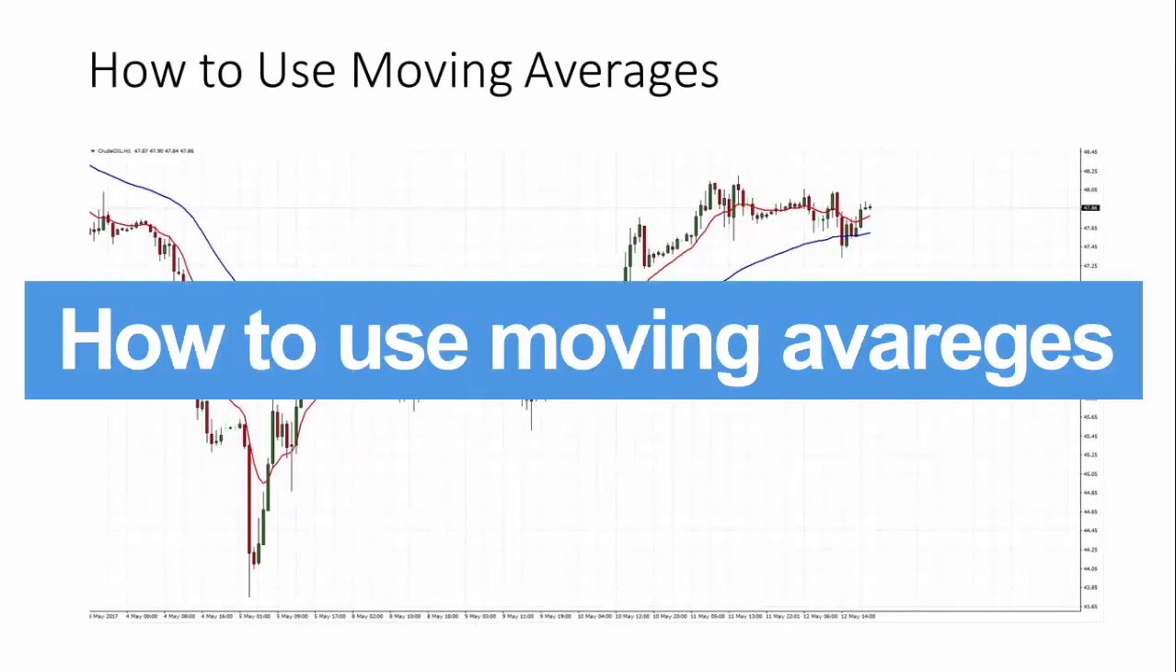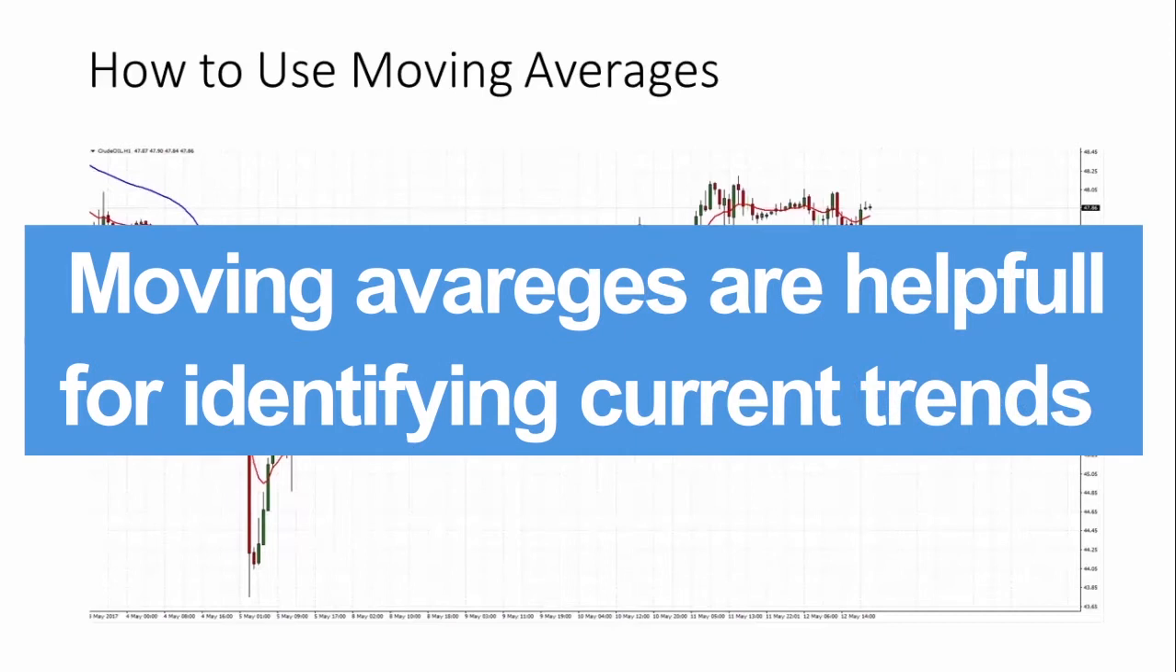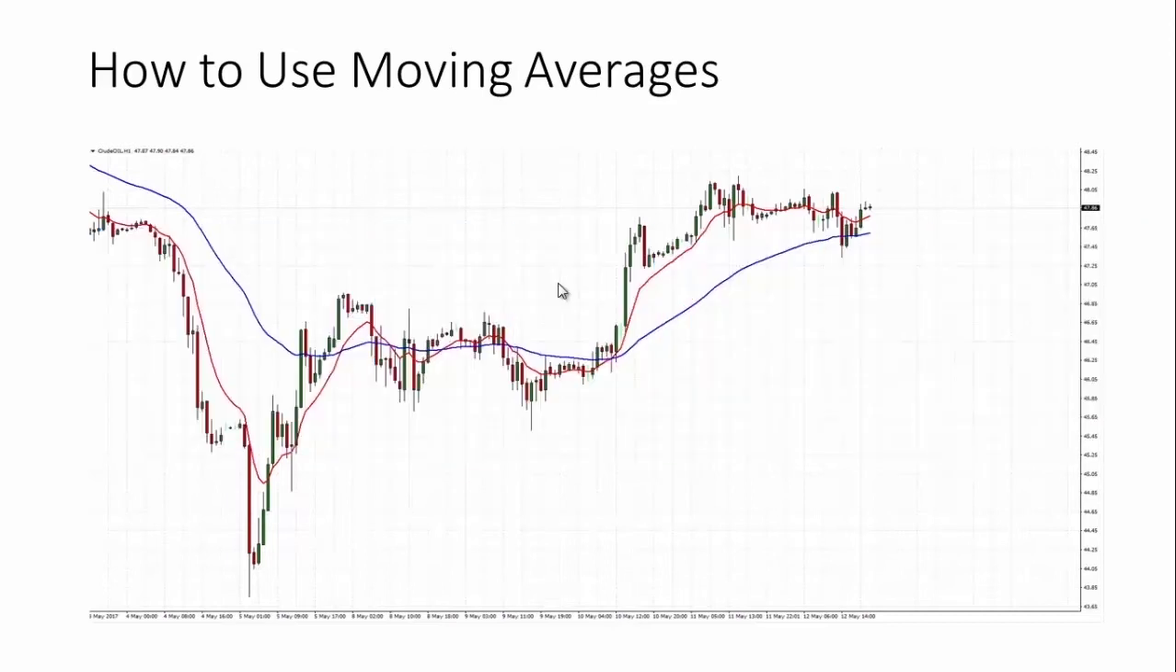How to use moving averages. Moving averages are helpful for identifying current trends and support or resistance levels, as well as generating actual trading signals. The slope of the moving average can be used as a gauge of trend strength. In fact, many momentum-based indicators look at the slope of the moving average to determine the strength of a trend.